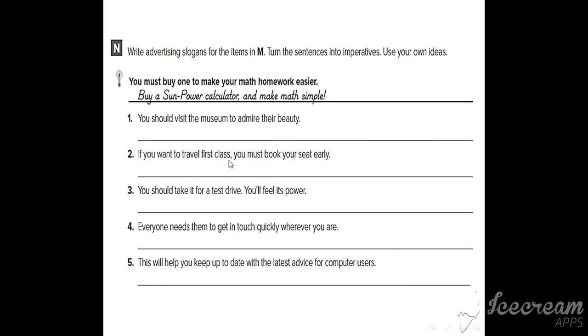If you want to travel first class, you must book your seat early. Book your seat early if you want to travel first class. How? By airplane. Book your seat early on an airplane if you want to travel first class.